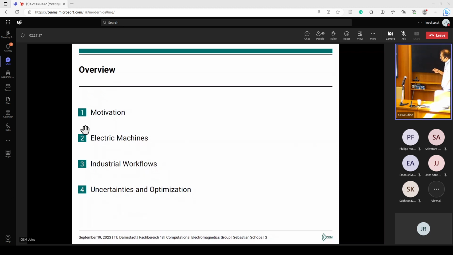For this morning session, I will start with motivation, why electrical machines matter. Then I talk a bit about simulations in industry workflows and some first ideas on uncertainty and optimization. And if I manage, maybe we can also do some first discussion on that topic here. Maybe we can exchange some ideas. I had some maybe bold statements that we can discuss.